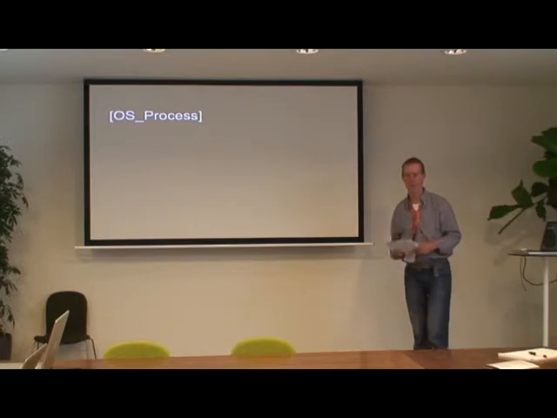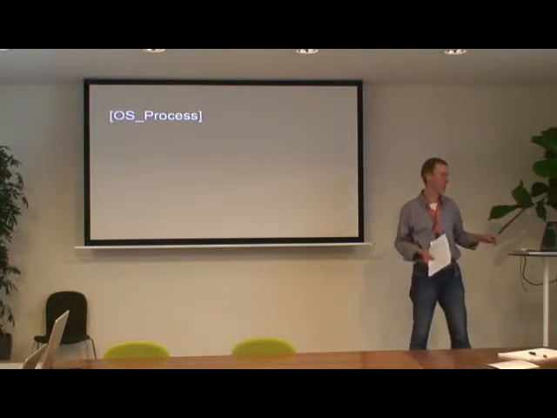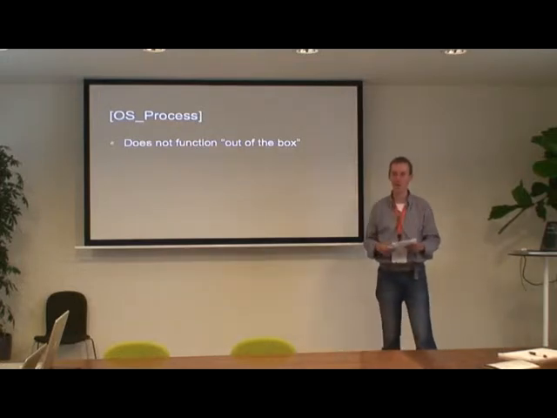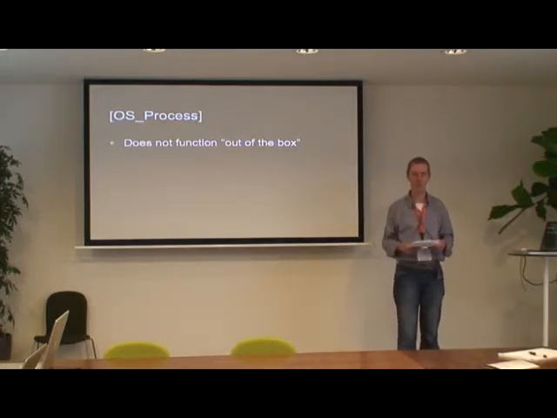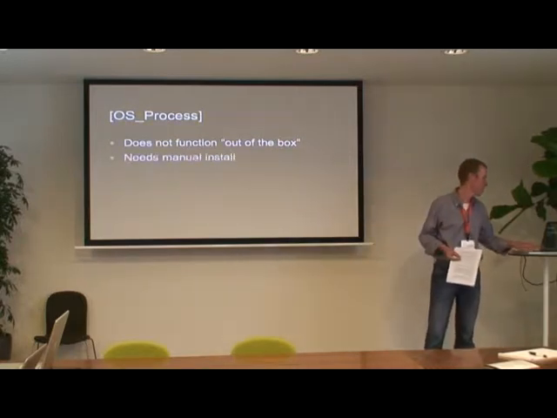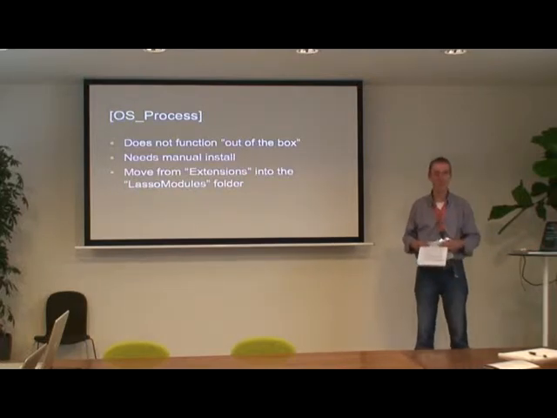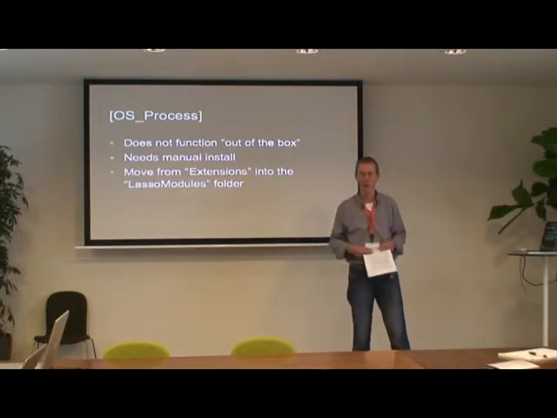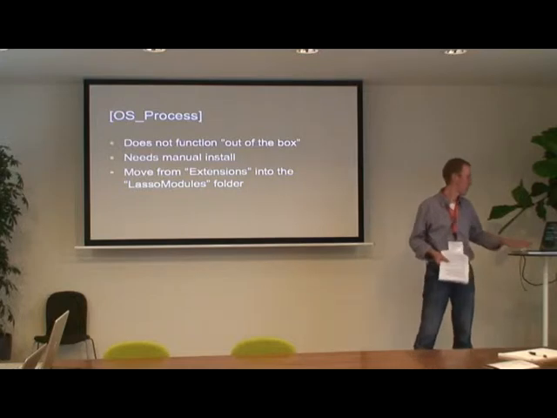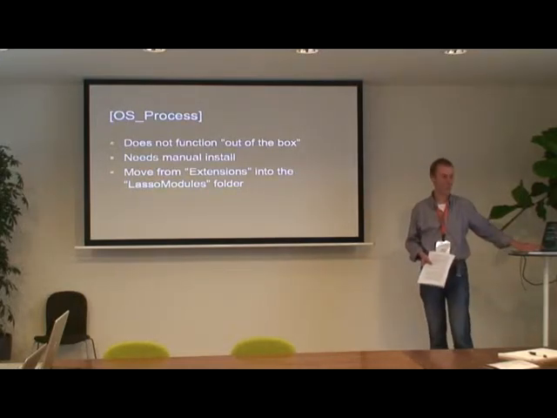Now, the first thing we're going to talk about is OS process itself, which of course is built into Lasso. The first thing to say is that it doesn't actually install itself out of the box because of the security implications. So if you're installing Lasso, it won't install OS process by itself. You have to do it manually: look at all the folders installed by Lasso and look for the extensions folder, which doesn't do anything, it just puts things in there, and that's where you'll find the OS process module. You have to take it from there and move it into the Lasso modules folder, and then restart Lasso. And now, lo and behold, it's become available to Lasso.